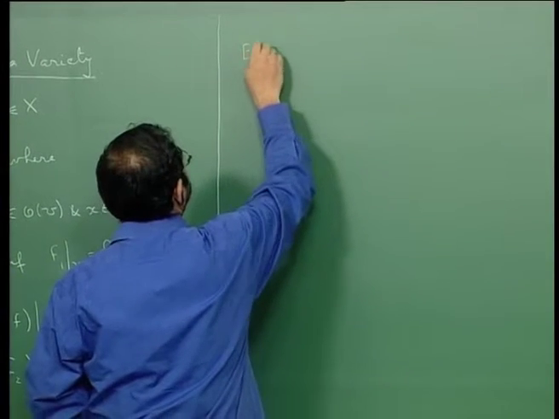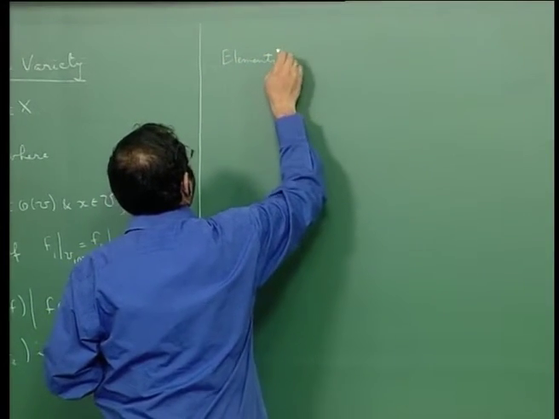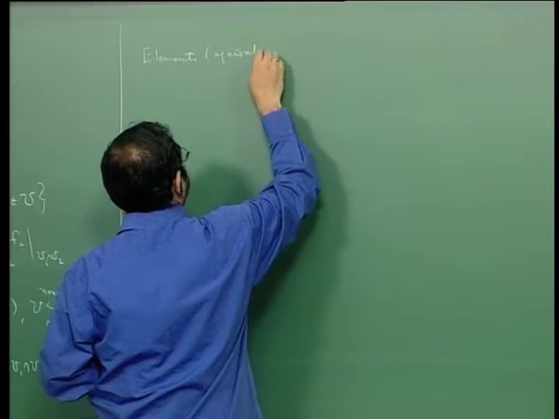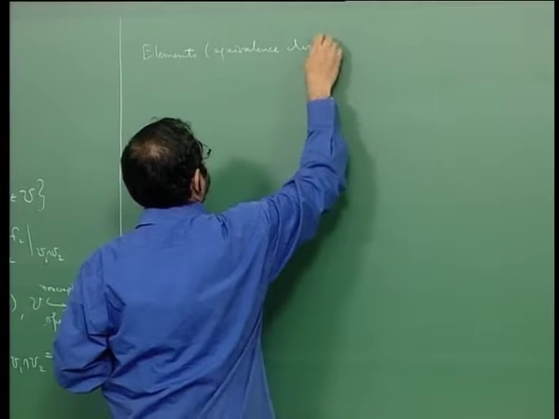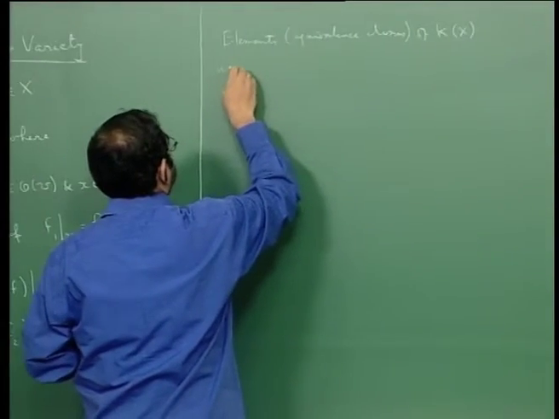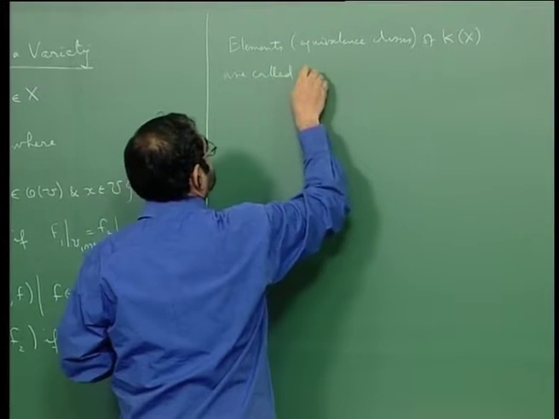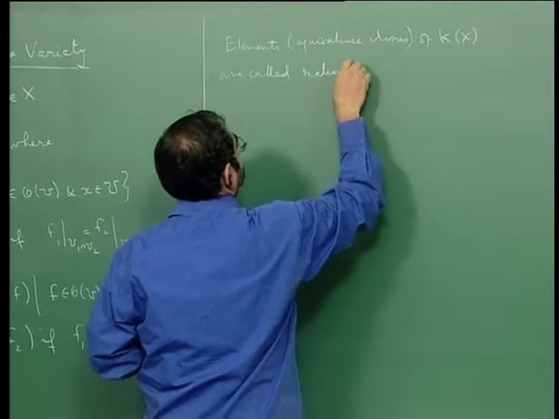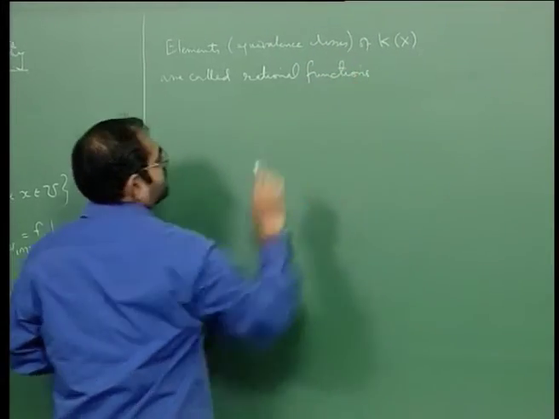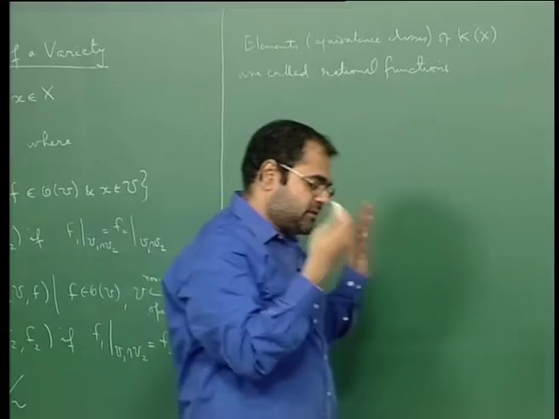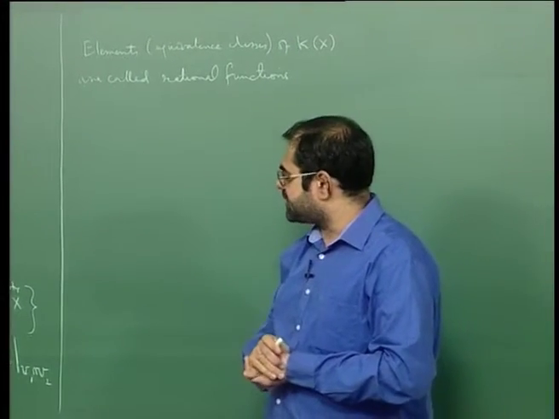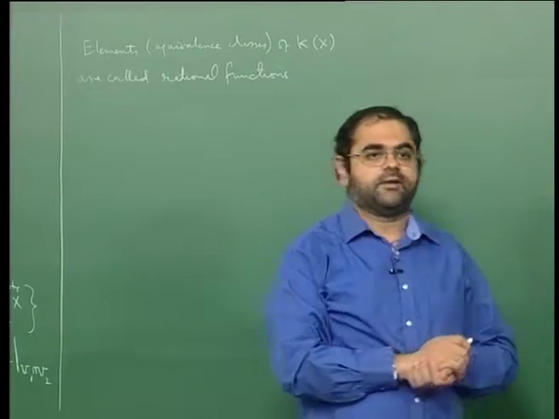Elements of the equivalence classes of kx tilde are called rational functions. They are called rational functions because they are represented by a regular function on an open subset, alright.